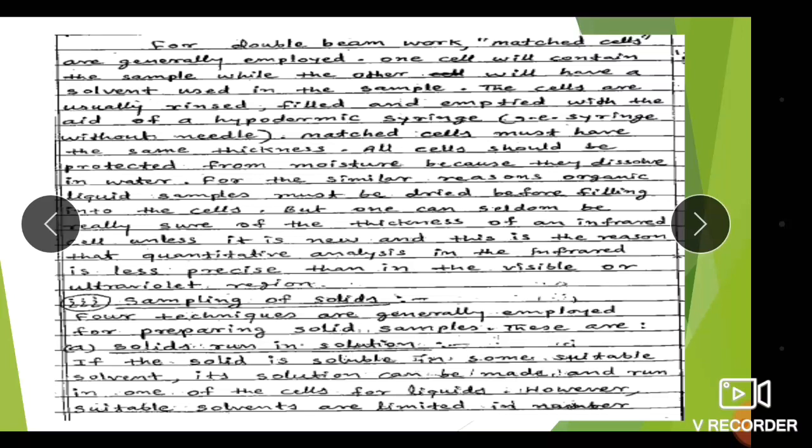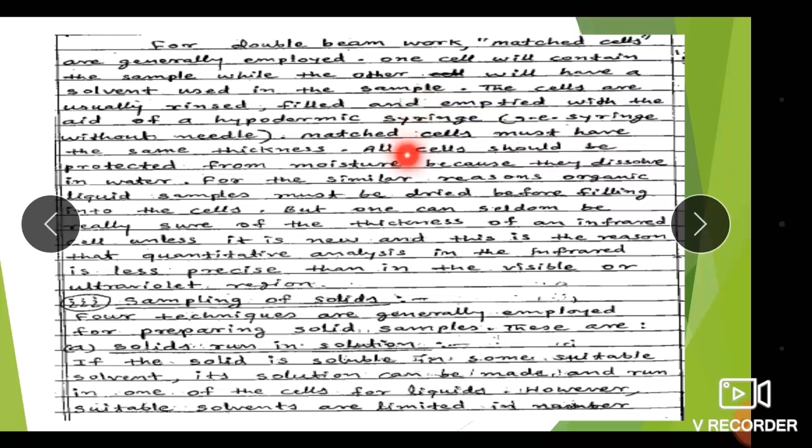For a similar reason, organic liquid samples must be dried before filling into the cells, but one can seldom be really sure of the thickness of the infrared cell unless it is new, and this is the reason that quantitative analysis in the infrared is less precise than in the visible or ultraviolet region.